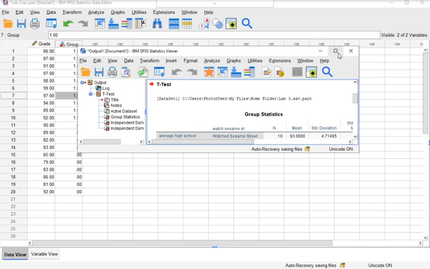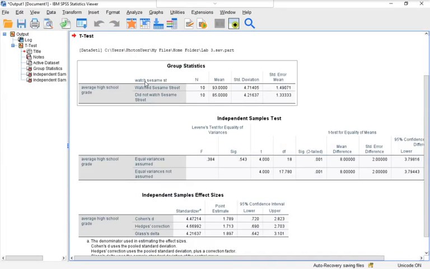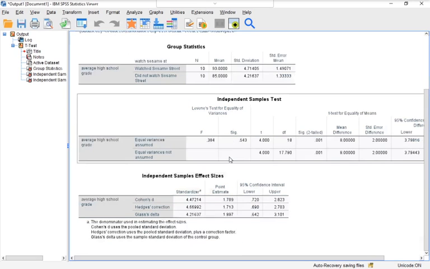As you can see, we have 10 participants who watched Sesame Street versus 10 participants who did not. The mean just for the Watch Sesame Street group is 93, the standard deviation is 4.7, and the standard error is 1.4 or 1.5. Then for our participants who did not watch Sesame Street, we had 10 participants. The mean was 85, the standard deviation was 4.2, and the standard error is 1.3.